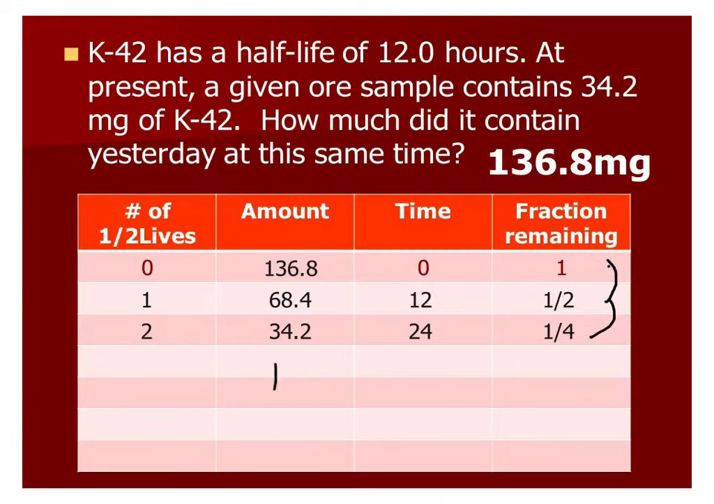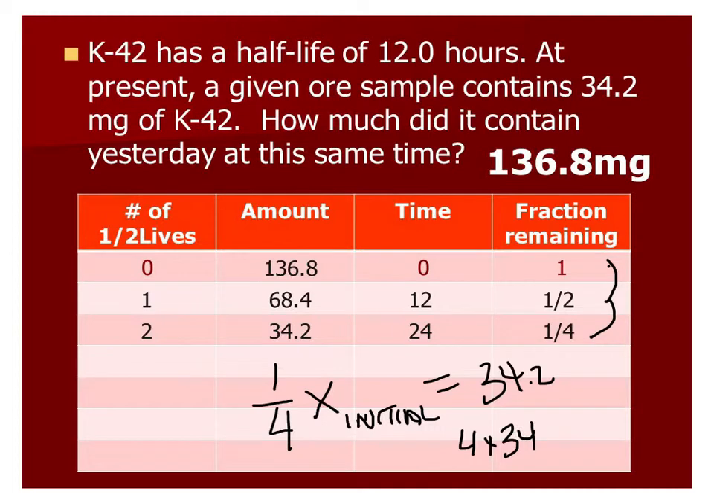So if we have a quarter left of what we initially started with, we need to know what a quarter of x is, where x is our initial amount. And we know that equals 34.2. This becomes a simple algebraic equation where you multiply each side by 4 and isolate the x. So 4 times 34.2 gives me 136.8 milligrams.